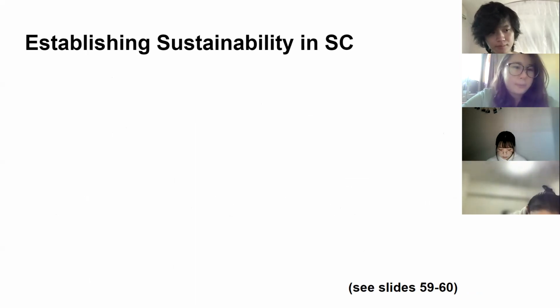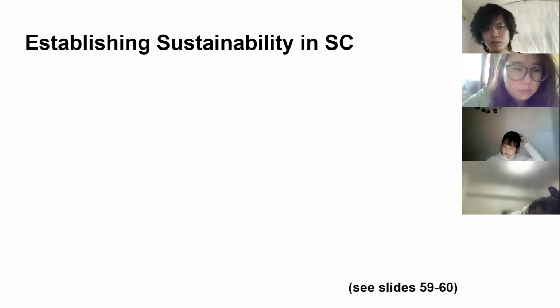Another thing is how to establish sustainability. What do you mean by sustainability? Today it is a very common buzzword. Buzzword means the word of the day. Everybody talks about sustainability. What is sustainability?